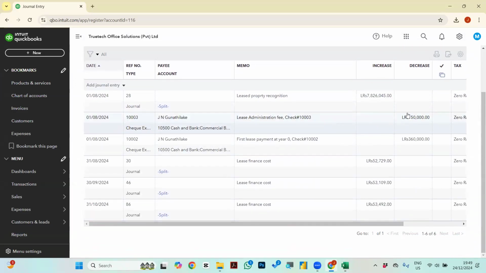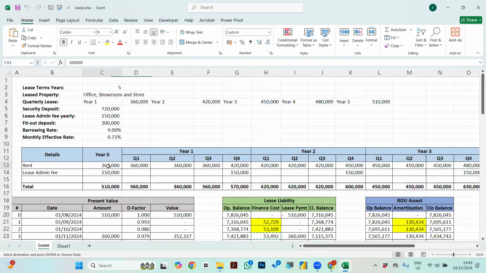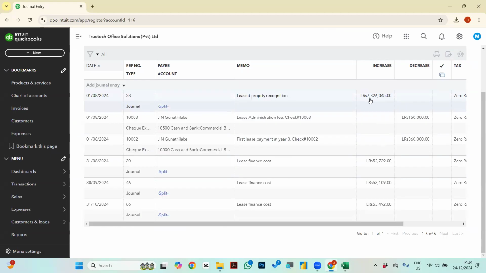From this, we deducted the amount that we paid. We paid initially the lease administration fee of 150,000 and 360,000 lease payment. So we have deducted. Actually, this is the value. From this, we have deducted. But with this payment, there is a discount. That's called lease finance cost. So for the finance cost, we credit the lease liability and then debit the expense account.